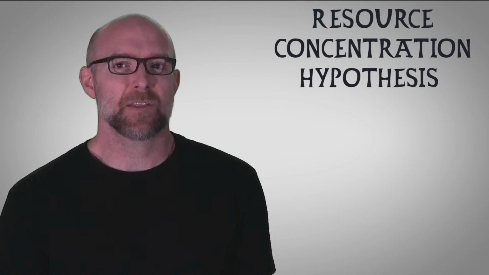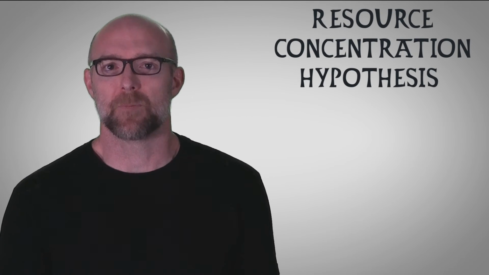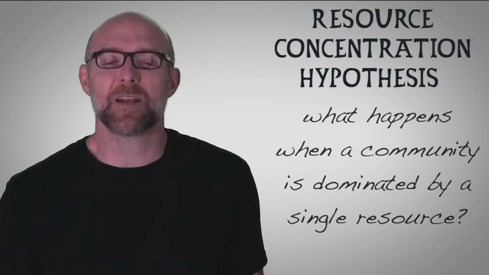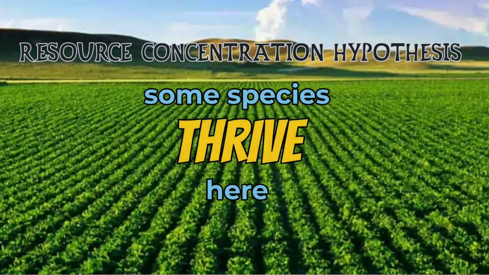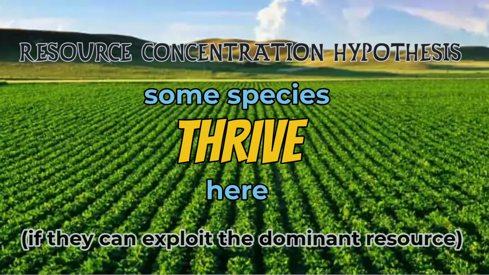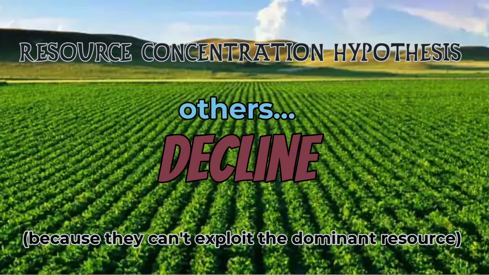In essence, the resource heterogeneity hypothesis is based on the notion that environmental complexity fosters biodiversity by providing a wider range of niches, enabling species to coexist while reducing direct competition. The resource concentration hypothesis, on the other hand, examines the opposite scenario. What happens when a community is dominated by a single resource? This hypothesis argues that some species may thrive in these conditions because they can efficiently exploit whatever the dominant resource is, but others decline due to habitat simplification and reduced niche availability.